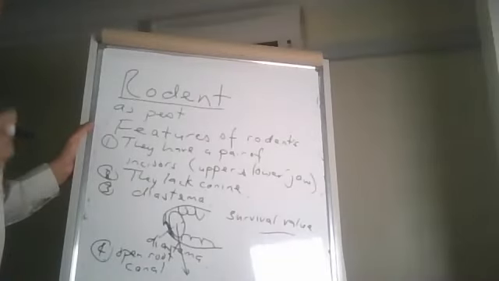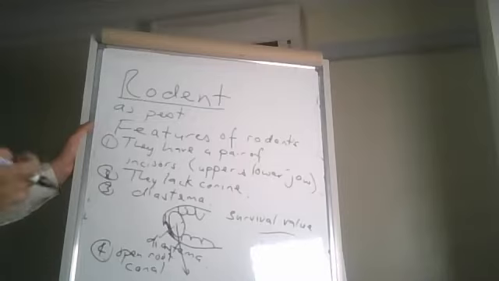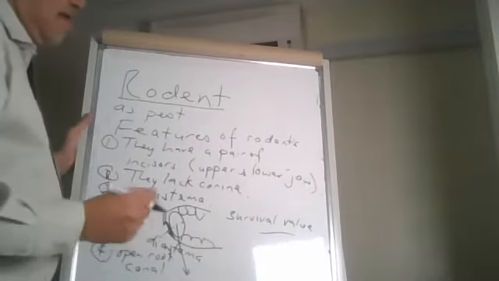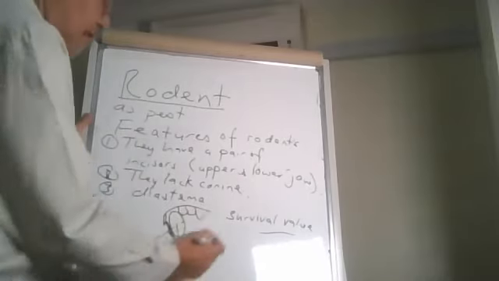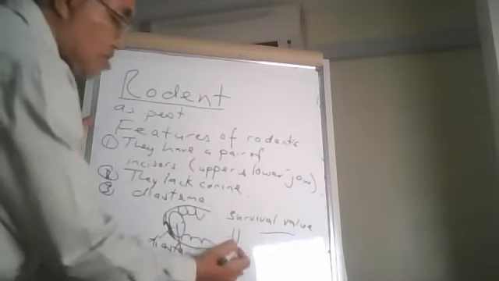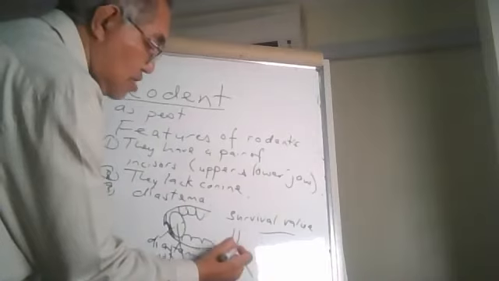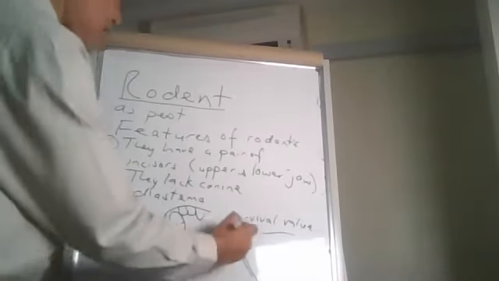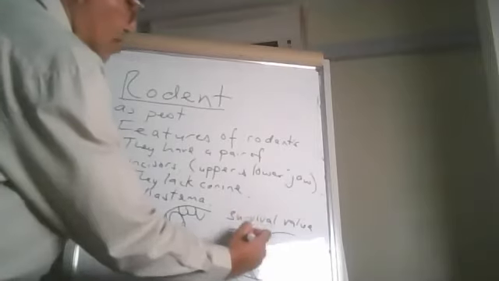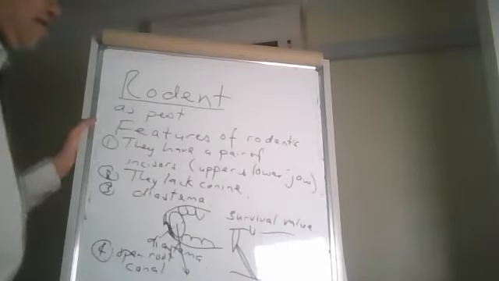Maknanya akar terbuka. In our case, we have a closed root canal, sistem akar tertutup. And there is also a survival value for that, because rodents, they bite on hard material. Okay? This is an incisor. This is how it is arranged. This is the upper one. This is the lower one. Upper and lower.